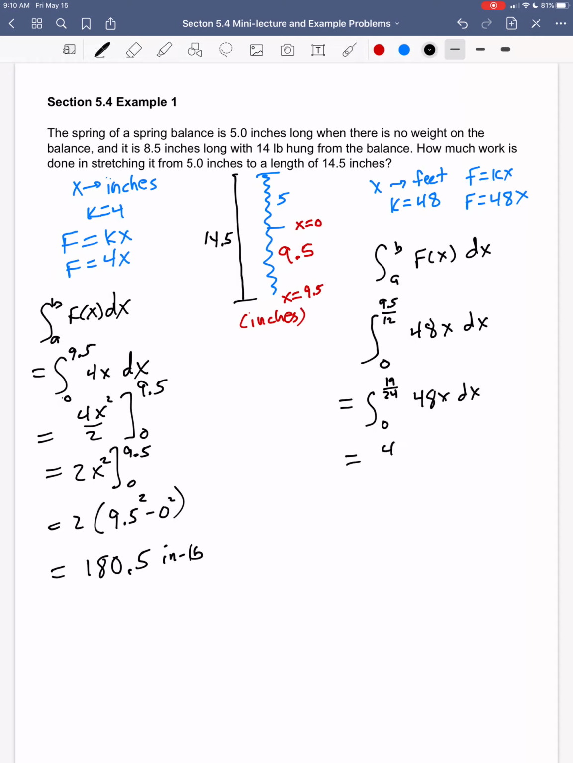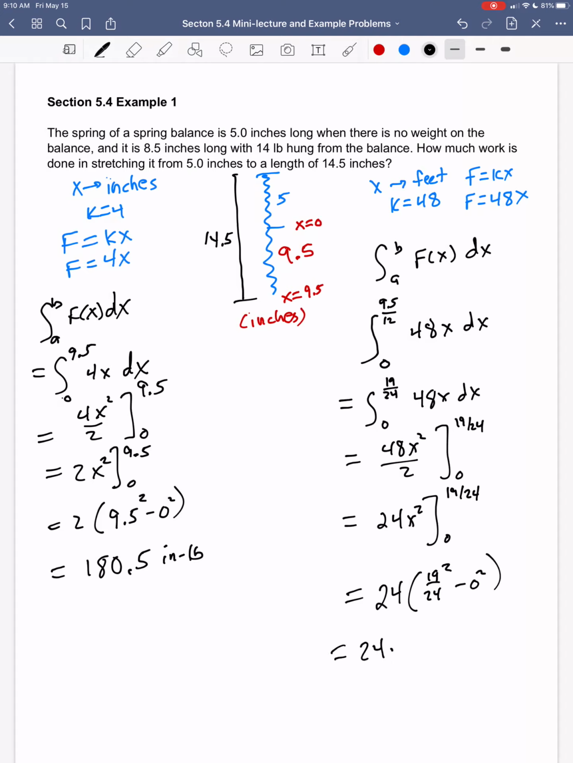So I would get 48x squared over 2, evaluated from 0 to 19 over 24. So that's going to be 24x squared, evaluated from 0 to 19 over 24. So I'm going to get 19/24 squared minus 0 squared. So that's going to be 24 times 19/24 times 19/24. Two of those cancel. And so I get 361 over 24, and that would be foot-pounds.